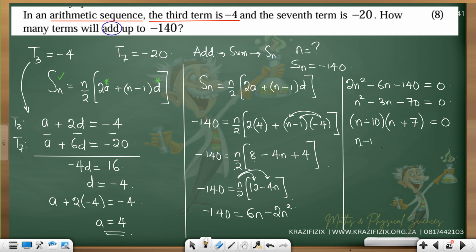So, n minus 10 equals 0 or n plus 7 equals 0. All right, n equals 10 or n equals -7. A number of terms cannot be negative. We cannot be counting a negative number of terms. So, our n is 10.